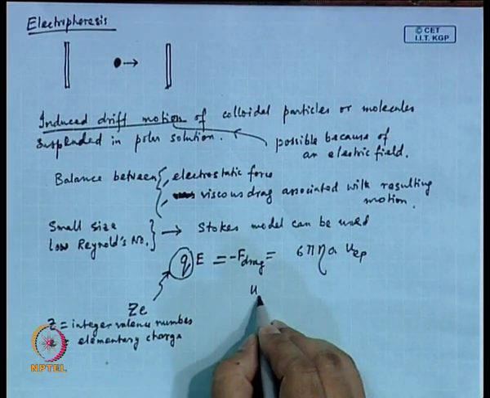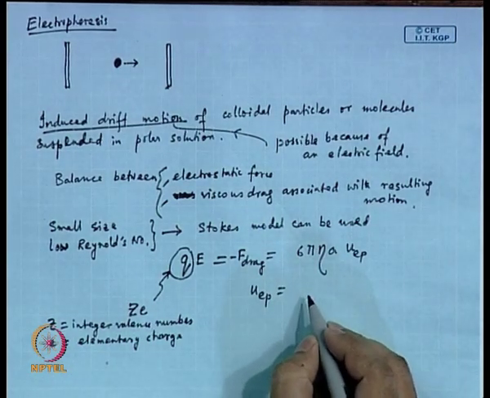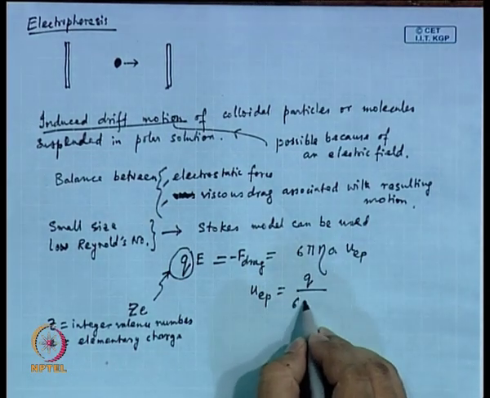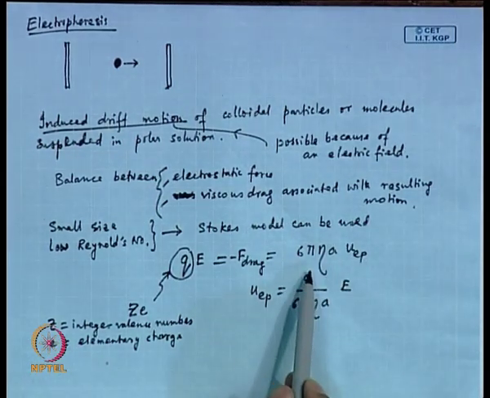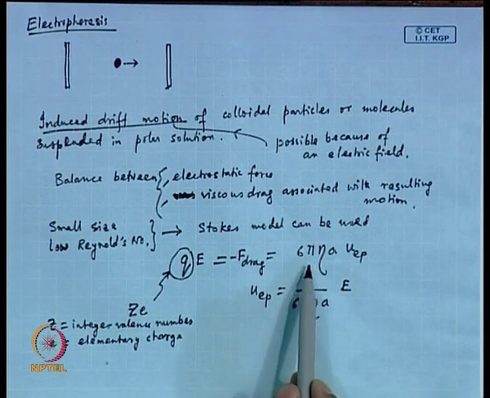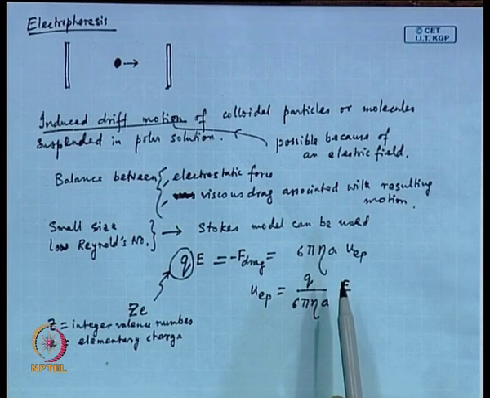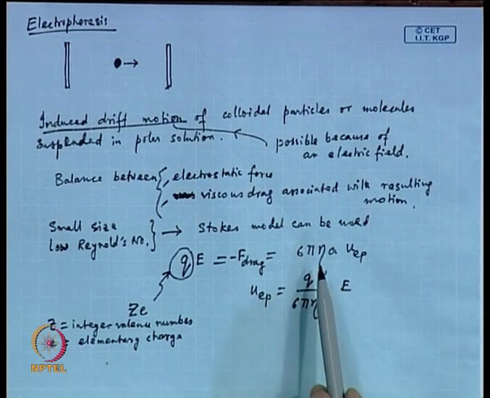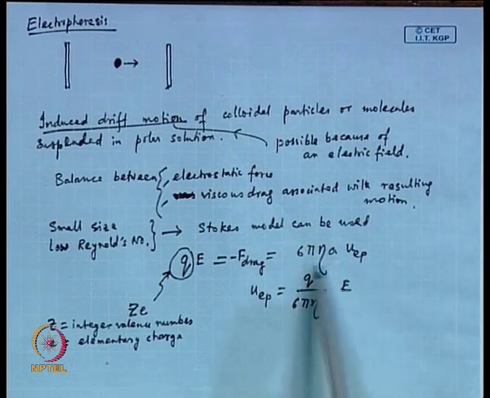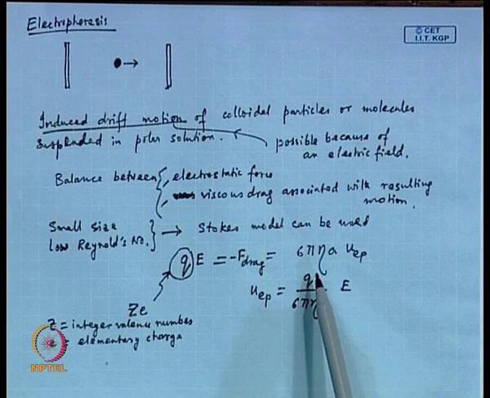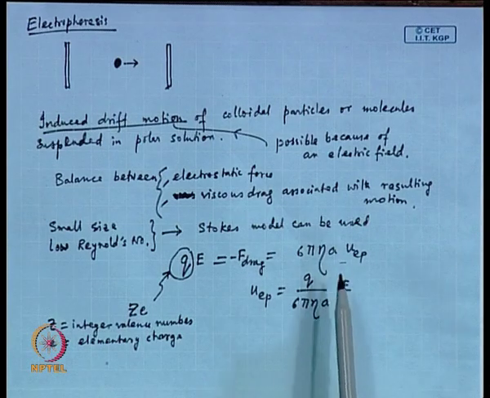So, in that case you can write U E P, the electrophoretic velocity, as equal to Q divided by 6 pi eta A into E. By the way, you understand the other components of the drag force. I am sure this comes from Stokes law. If time permits, we can discuss how we have gotten it, because this is a very general treatment, not specific to a microscale process. I am not talking about it here. This is a very basic definition of drag force using the Stokes model.